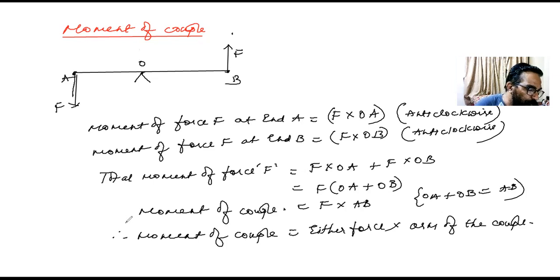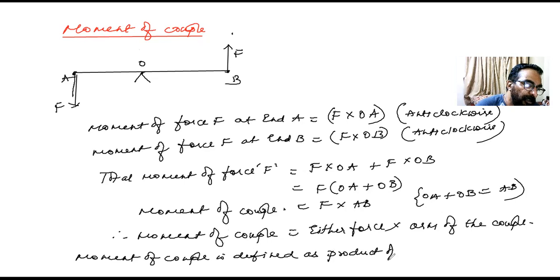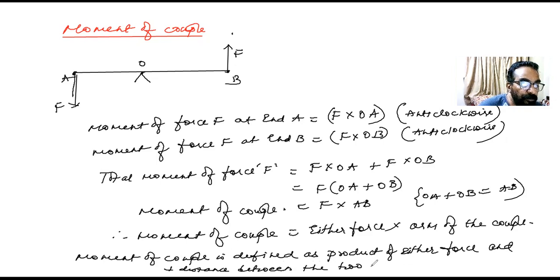Got it? So now can I define moment of couple? If you come across a question on moment of couple, this formula can be put in words. Moment of couple is defined as the product of either force and the perpendicular distance between the two forces, got it? That is arm of the couple. I hope you understood this better. This is called moment of couple. So moment of couple, I just showed you, children.